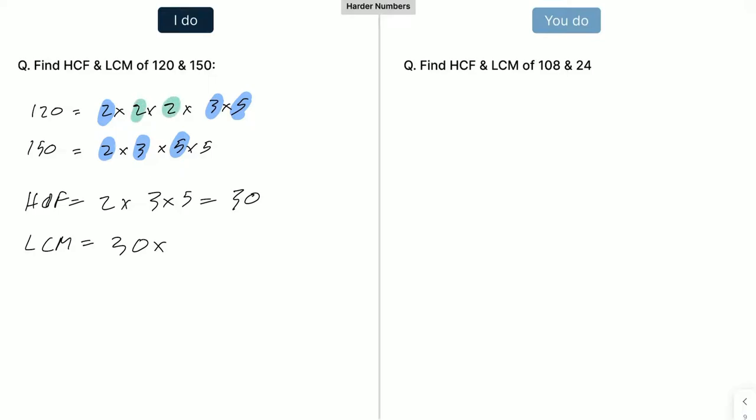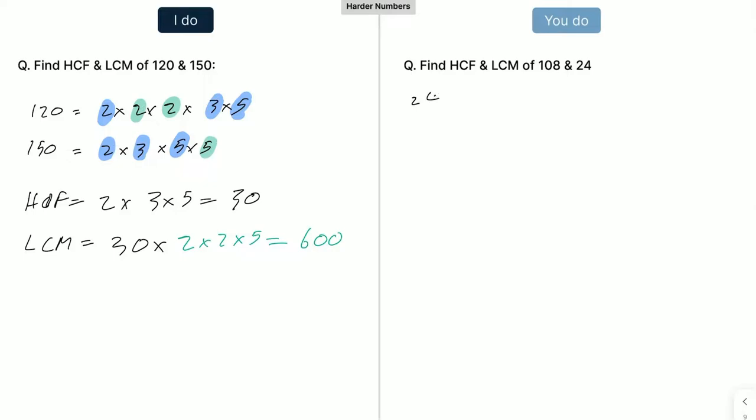So if I just get my green highlighter, so that's going to be all of them there. So that is going to be 2 times 2 times 5. So we know 2 times 2 is 4. 4 times 5 is 20. 20 times 30 is 600. So press pause and have a go at the example on the right. When you're ready, press play for the answer.